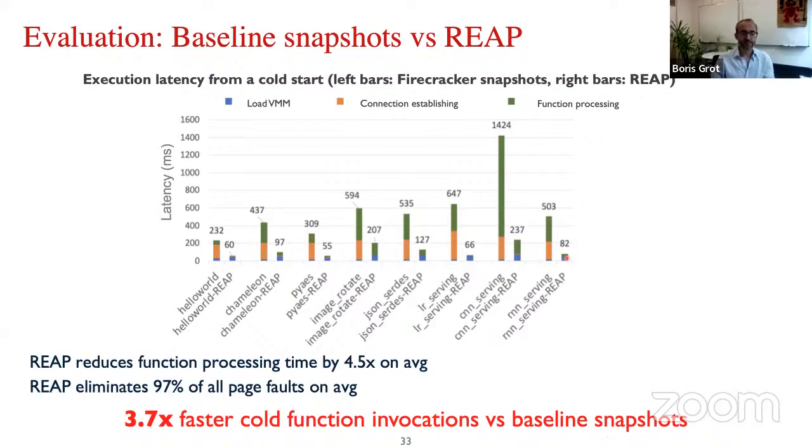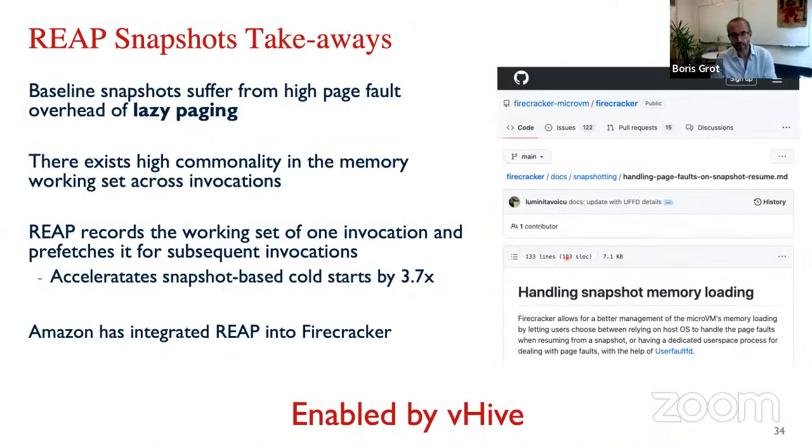We eliminate the vast majority of page faults. The entire technique is implemented in Linux using user-level page faults, so it's actually existing support in Linux. All of this is open source. Actually, Amazon took this idea and integrated it into their stack. Firecracker, Amazon's micro VM, has integrated this technology in one of their fairly recent updates. They did their own implementation, but the idea came from us.